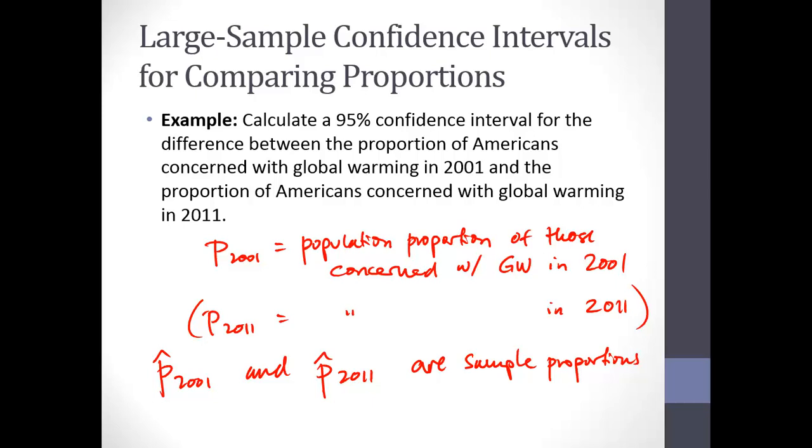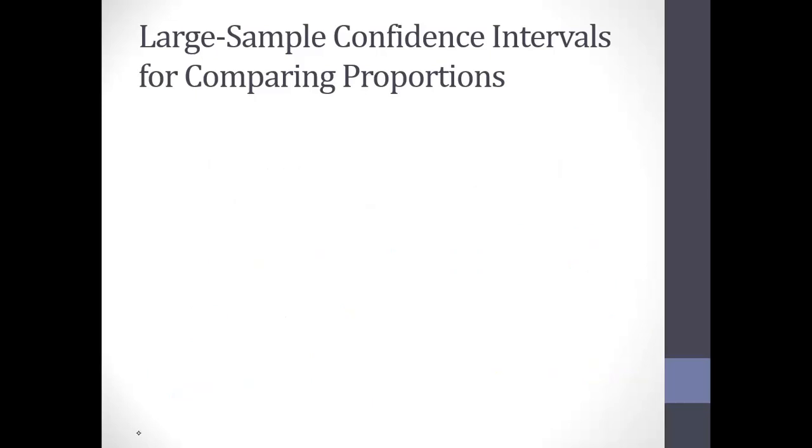So again, just reminding you that what we're trying to estimate is this population quantity that we don't know. We're going to estimate it using the two sample proportions that we calculate from each of our groups. So just keep in mind what the difference between these things are.